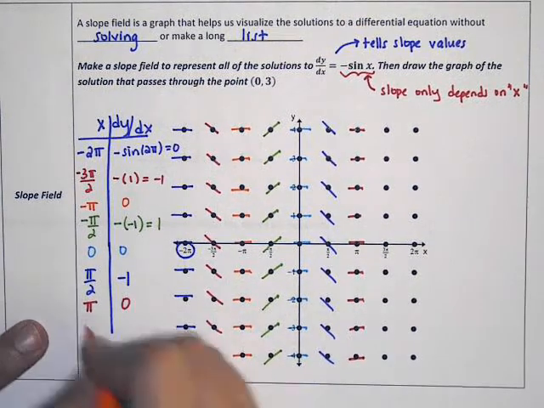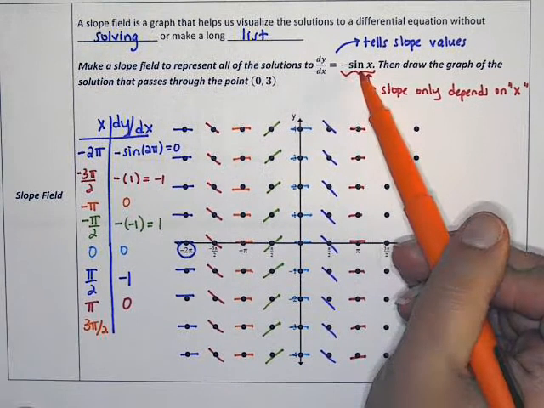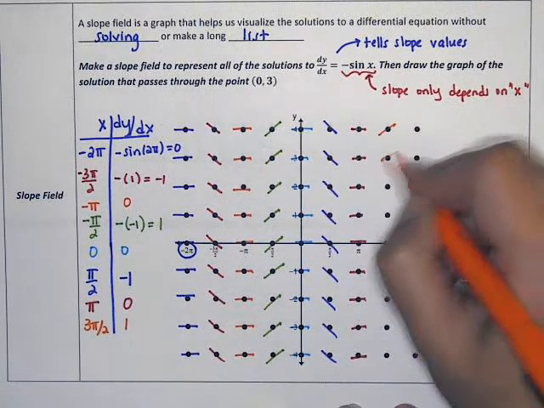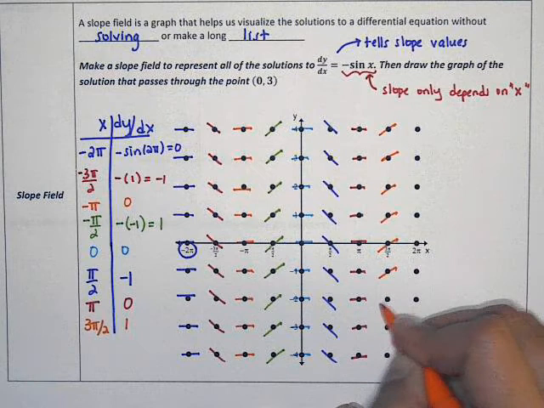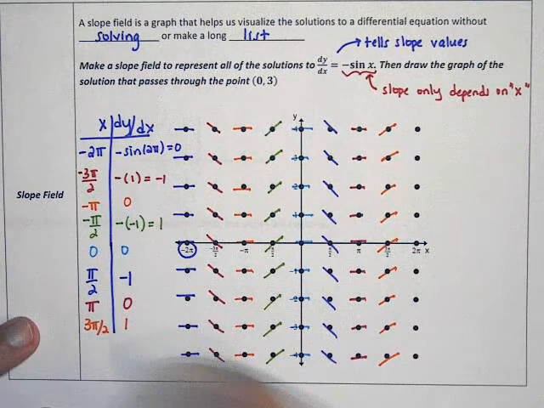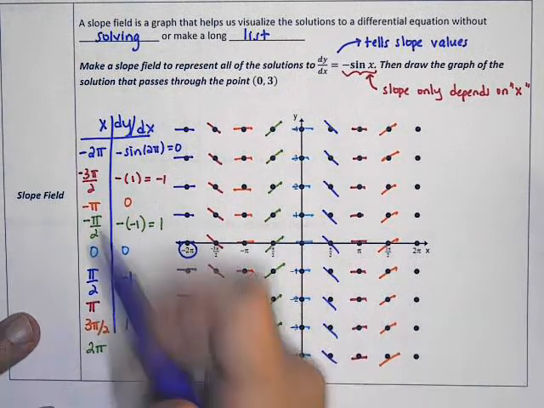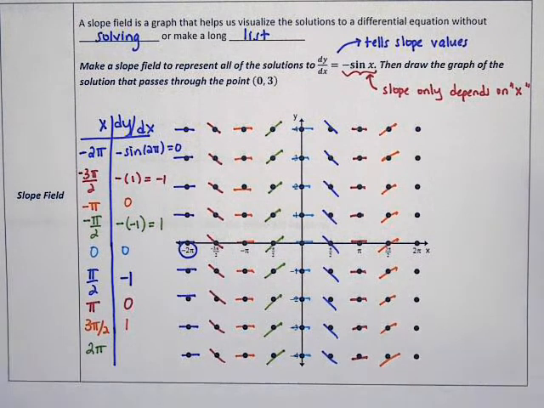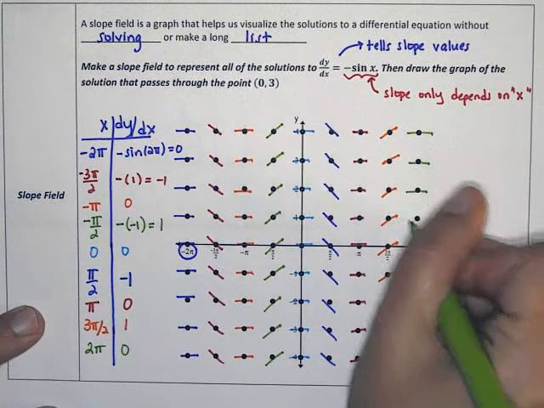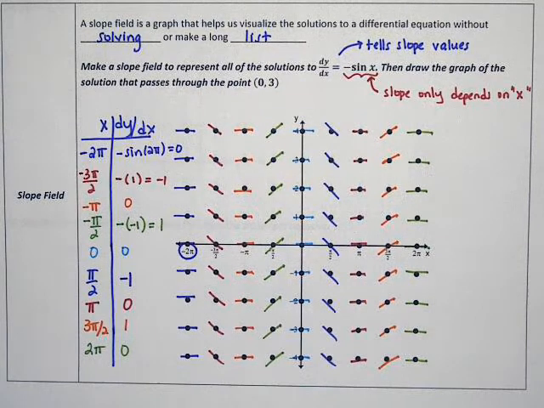At 3 pi over 2, my slope is going to be, normally sine of 3 pi over 2 would be negative 1, but since it's negative sine, it would be positive 1. So I'm going to draw little uphill slopes. And at 2 pi, last but not least, sine would normally be 0. Negative doesn't change that. So this is what we call a slope field.